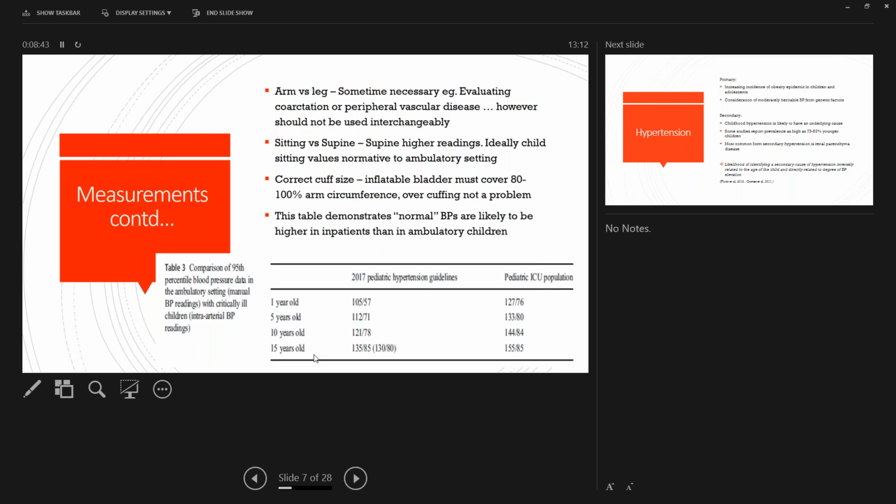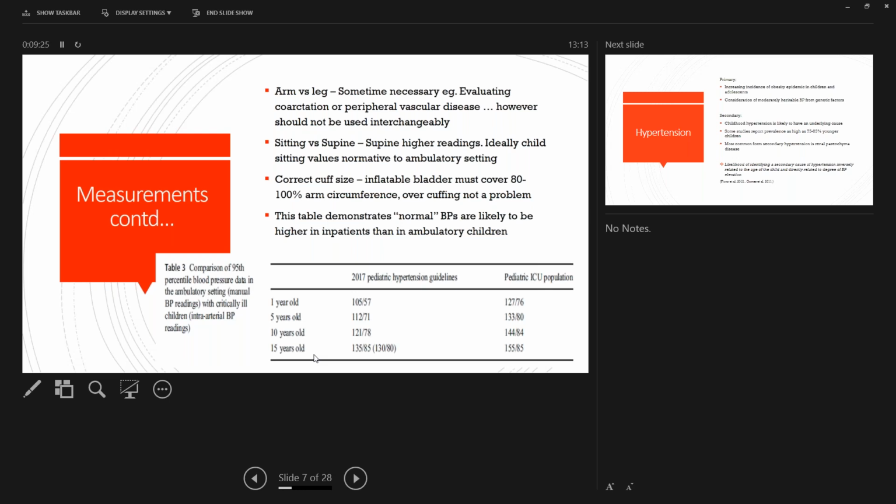Overcuffing is less of a problem for measurements of reading. We would rather have measurements with a larger cuff than a smaller one. And then this table I've included at the bottom, there's a reference at the end. It's a Sutherland study from 2018 that looked at the comparison of the 95th percentile of blood pressure in the ambulatory setting compared to the critically ill child. So it's really important to consider the accuracy when we're measuring blood pressure, and to know that children as inpatients are likely to have a higher blood pressure than their normal from the ambulatory setting.